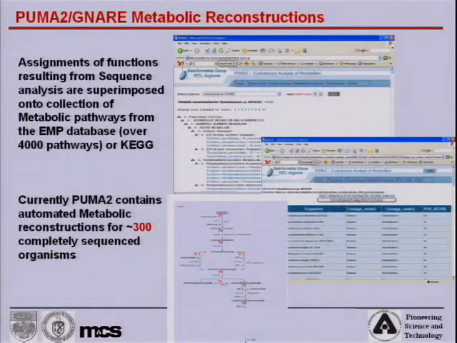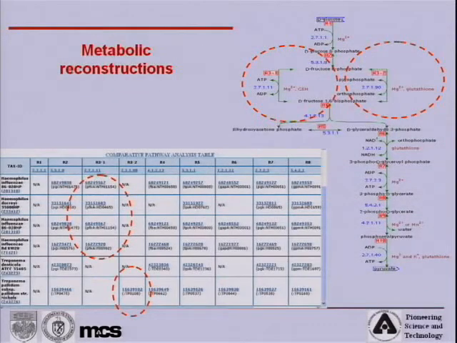This is how the metabolic reconstructions look. And what is happening is, this is, for example, the pathway from the EMP database. We can also do the reconstruction from the KEGG database. And we need to have an engine to add user-submitted pathways. And what it gives us, for example, this pathway represents glycolysis, which has an alternative behavior.